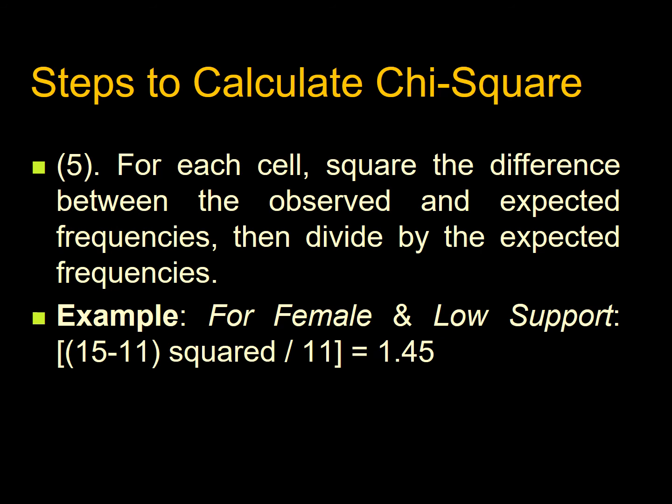In step 5, for each cell, we square the difference between the observed, which is the actual value, and the expected frequencies, which we just calculated. Then we divide by the expected frequency. So for example, for female and low support, we take the value of 15 minus 11, we square it, and we divide it by 11, and that gives us a value of 1.45.